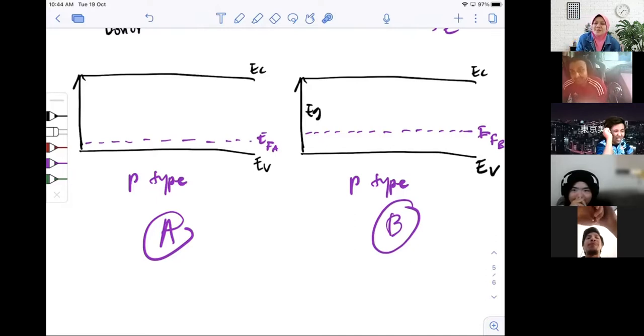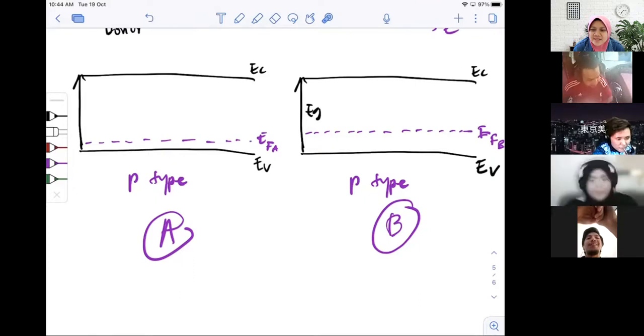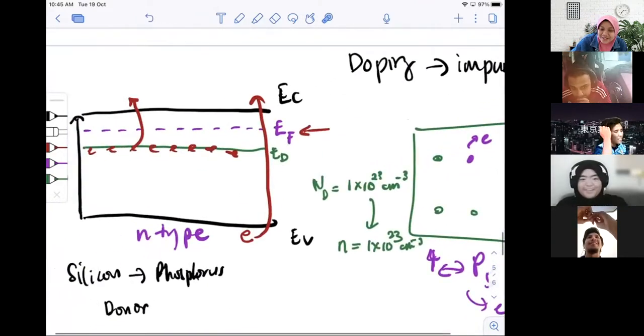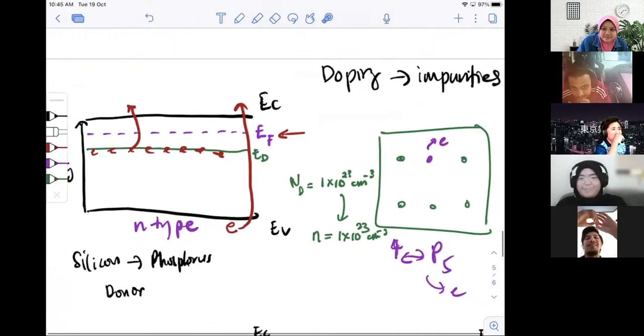Sebenarnya saya tak faham sangat soalan Hana tu. Apa benda soalan awak sebenarnya? Like when we have an N-type donor, the donor band is closer to the conduction band, right? You know why, because we're adding electrons, so we get free electrons in the conduction band. So when we add holes, where is the acceptor energy level? Sorry, acceptor, my words. Okay, now I think I understand why you ask this question, because here, where is the acceptor band?